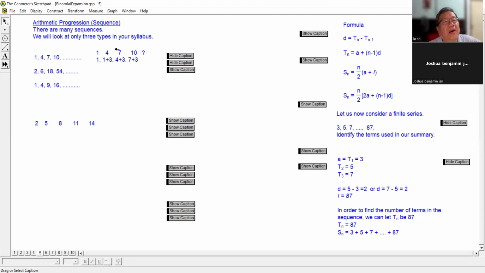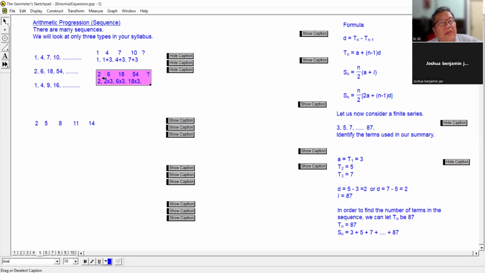So now how to get the next number? You add 3 there. 1 plus 3, 4. 4 plus 3, 7. 7 plus 3, 10. 10 plus 3, 13. So this is what you told me just now, right? But how to get this number 3? What you can do is you take the number behind minus the number in front. 4 minus 1, 3. 7 minus 4, 3. 10 minus 7, 3. So that's how we get the number 3, right?